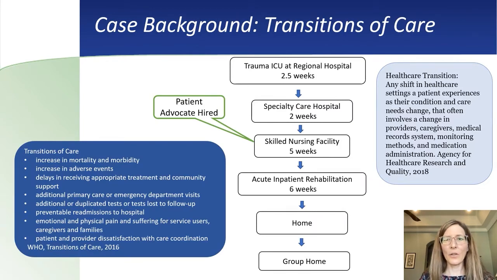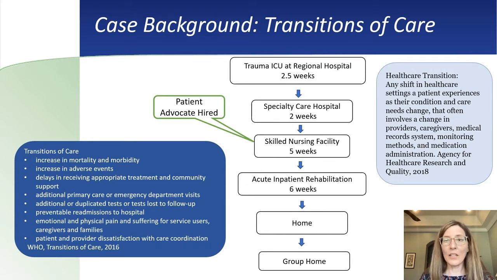Here's an overview of the transitions of care that Steve has gone through. In a span of 18 months, he went through 6 different settings, some medical and some residential. We will get into the details of 3 of these settings: the skilled nursing facility, acute inpatient rehabilitation, and home, during the rest of the presentation.